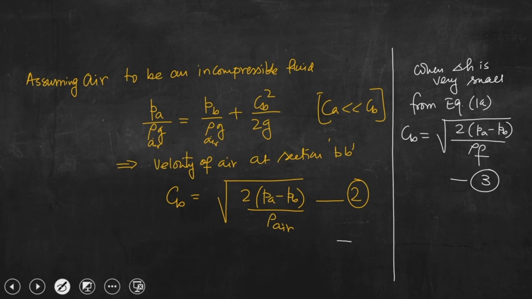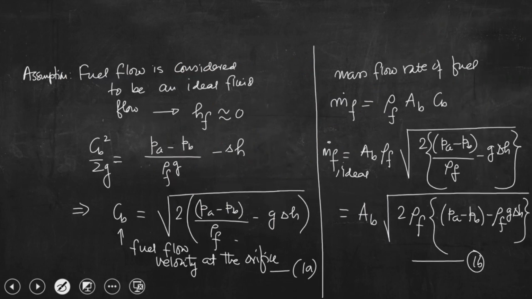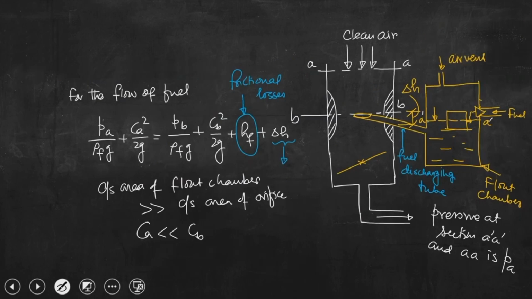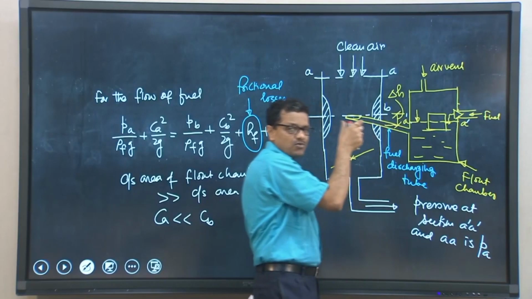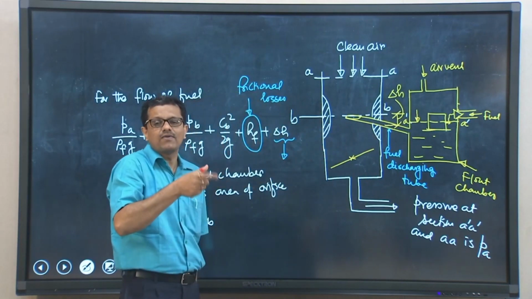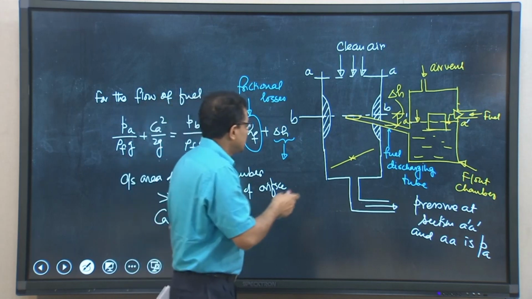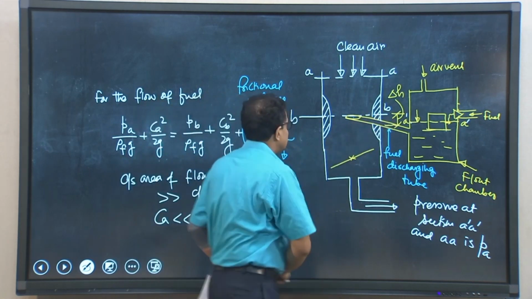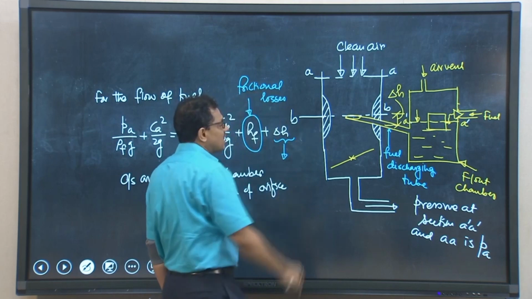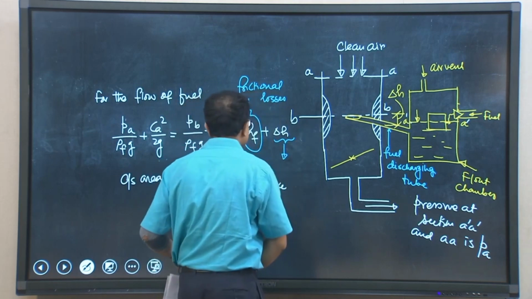If delta H is very small, a very small pressure difference is needed for the flow of fuel from the float chamber to the orifice point, the fuel discharging point. So, if we go back to the previous slide, if this delta H is very small, then a very small pressure difference is needed to have a flow of fuel from the float chamber to the fuel discharging point.